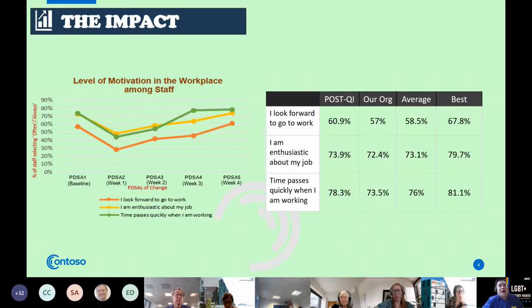So the impact, for now, I want you to focus your attention on the line graph on the left side of your screen. As you can see, that is the line graph representation, and those 3 lines represent the 3 different metrics that I've used to measure the level of motivation, which is that I look forward to go to work, their enthusiasm about their jobs, and whether time passes quickly when they are working.